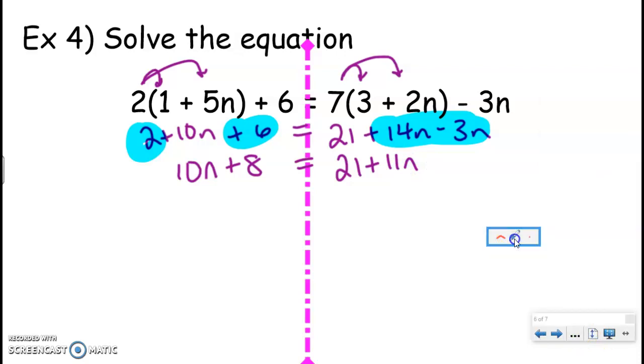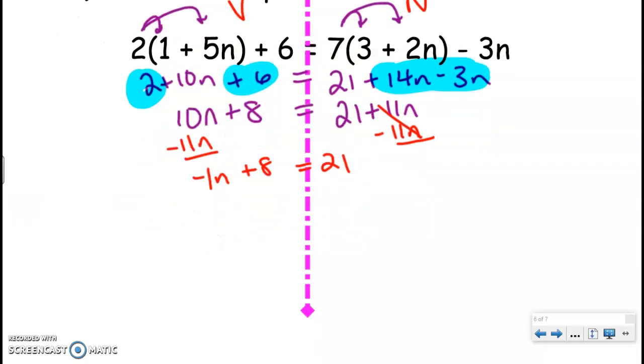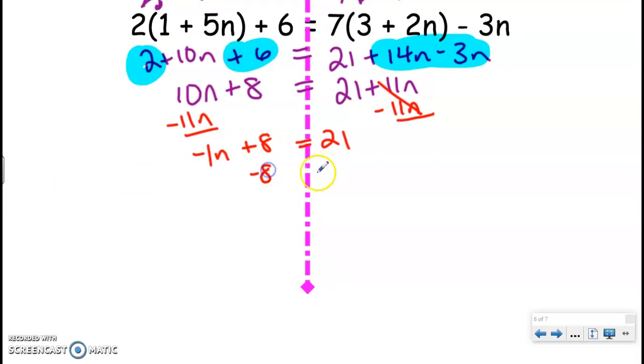I like to move this so that I can avoid negatives, but I'm going to go ahead and do this way first. I'm going to move my variables to the left side and my numbers to the right. So I need to get rid of that 11n on the right side. And I need to be really careful with my signs. So 10 minus 11 is actually negative 1. If you had gone the other way, you would have had a positive. I need to move my 8 over, so minus 8 on both sides. I get negative 1n equals positive 13. And then my last step is to divide by negative 1 on both sides.